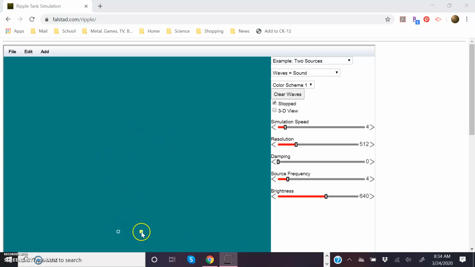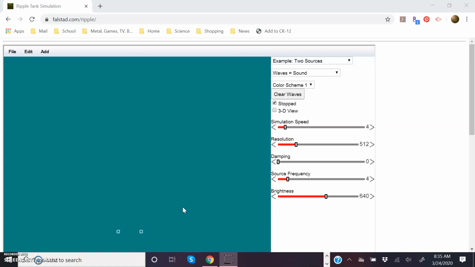Right over here and here are two coherent point sources of circular water waves. When I say the word coherent, what I mean is that the waves produced by these sources are identical to each other in every way. Same wavelength, same frequency, and the two sources are in phase.